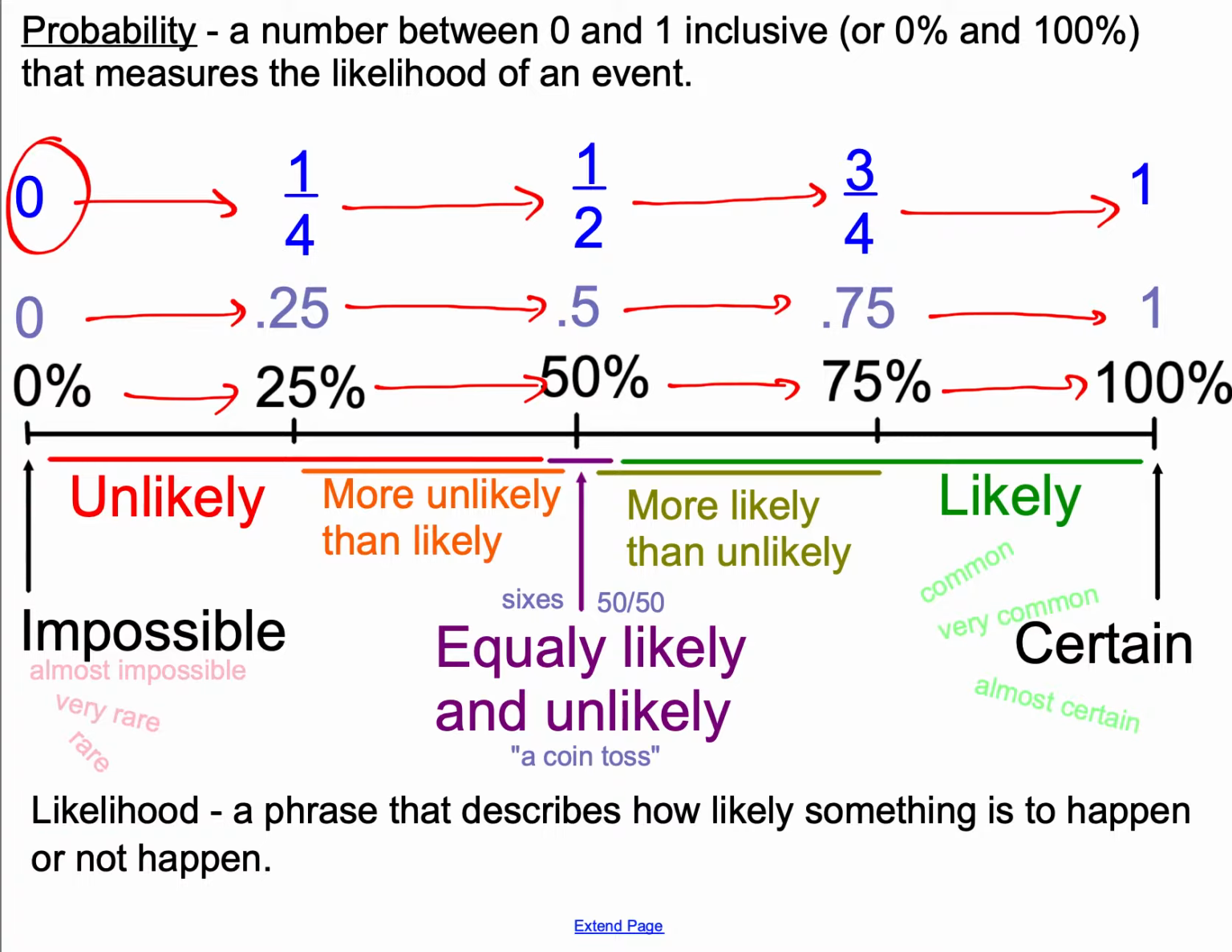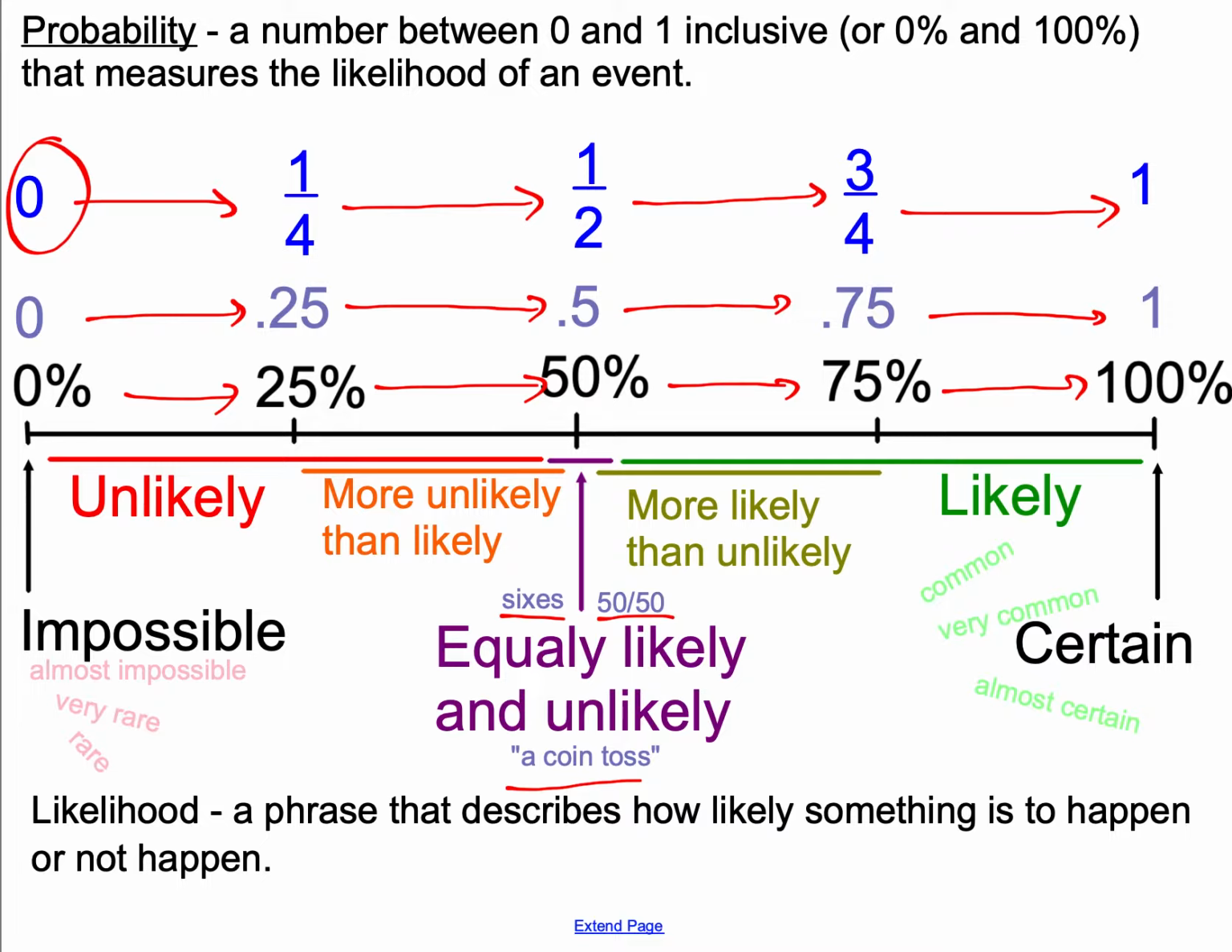As you move to being more probable, you get more likely than unlikely. Right in the middle is equally likely as unlikely. There's a lot of phrases that get used in everyday lingo, like 50-50, sixes. That's kind of an old one. You may not know what that means. Or someone might refer to it as a coin toss. Oh, that's a coin toss.